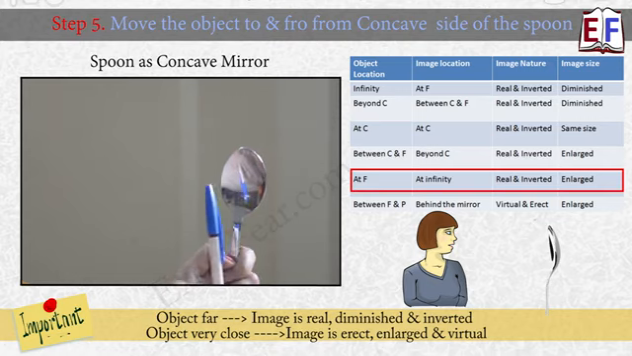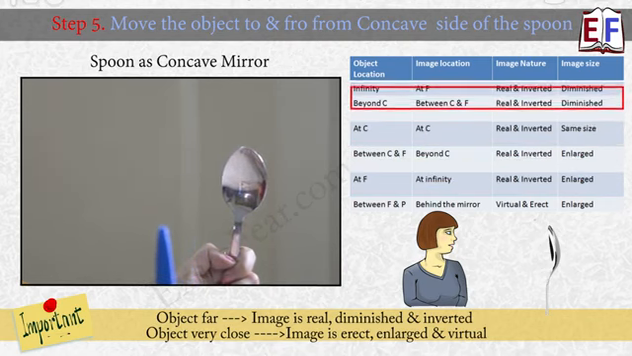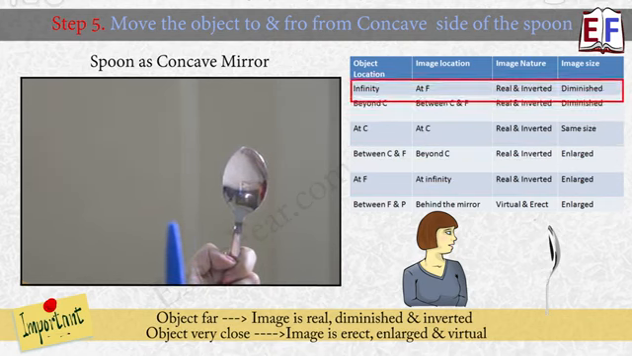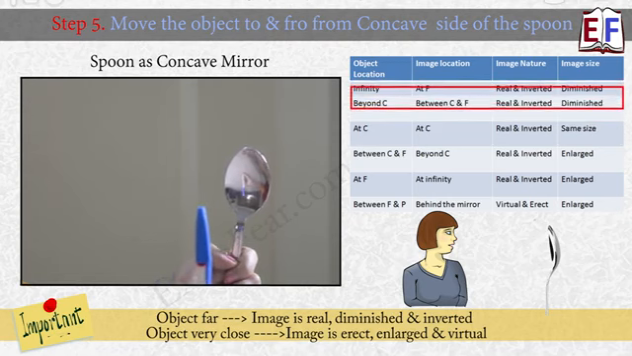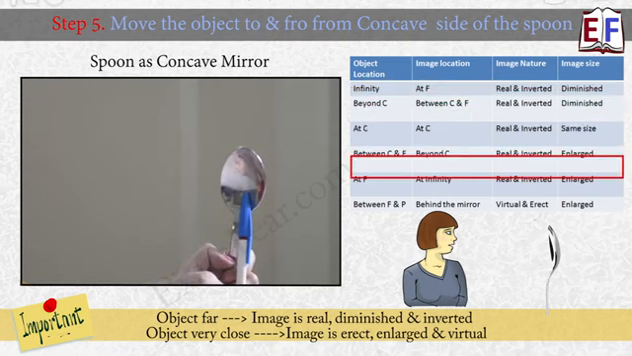Now if you want to know about the size of the image, you can see that when the object was far away, then the image was smaller in size. But as the object comes near the mirror, the size of the image keeps on increasing.